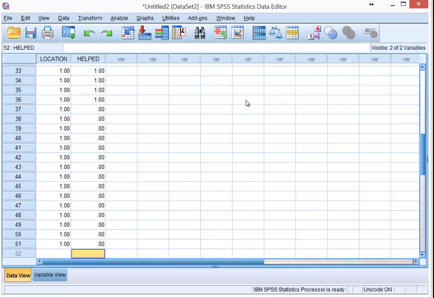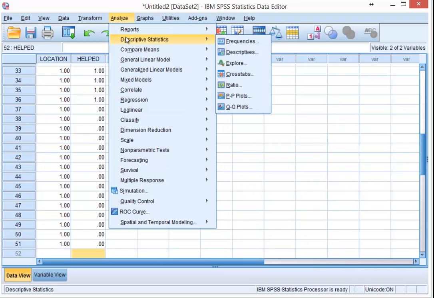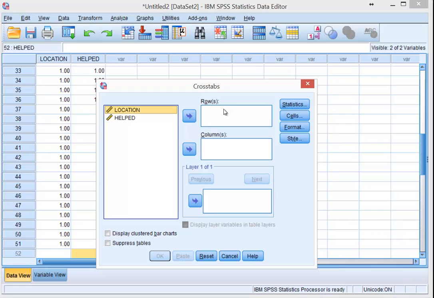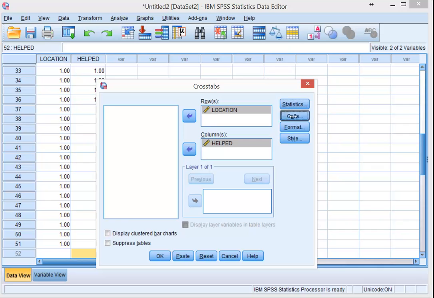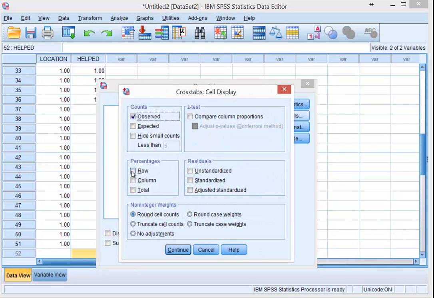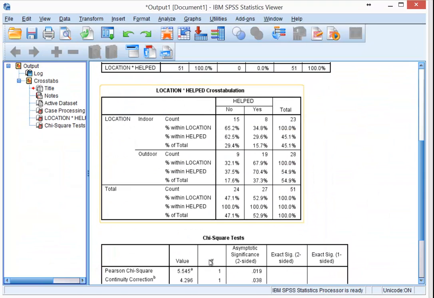To do a chi-square test of independence, we go to Analyze, Descriptive Statistics, Crosstabs. We'll put location as rows, helped as column. Under Statistics, we'll tell it that we want to do a chi-square test of independence. And then under Cells, we're going to have it give us row, column, and total percentages. Our output looks like this.